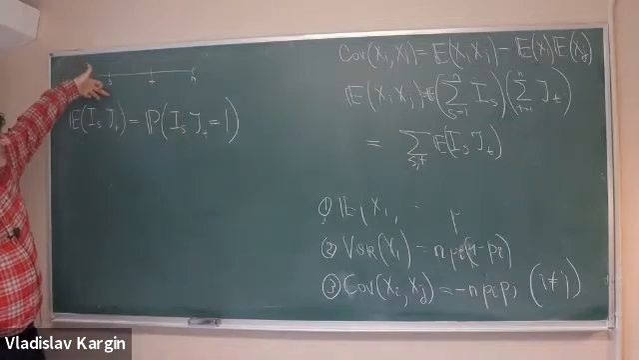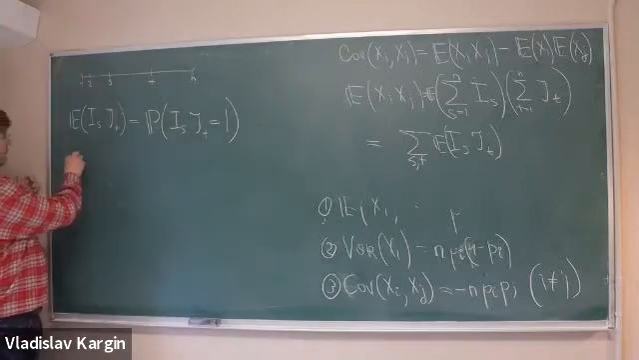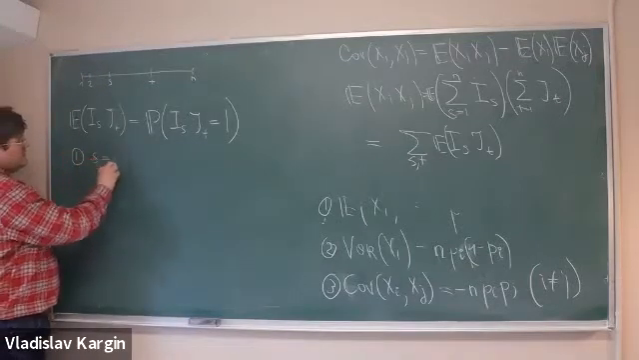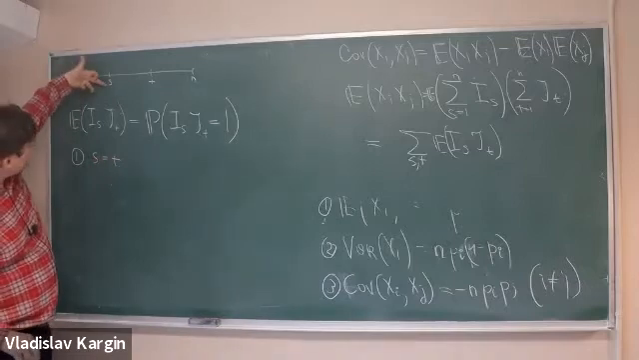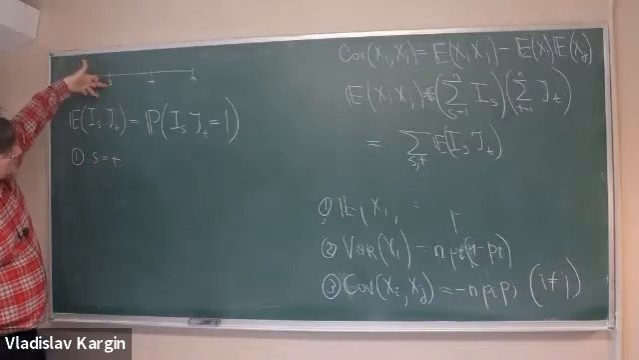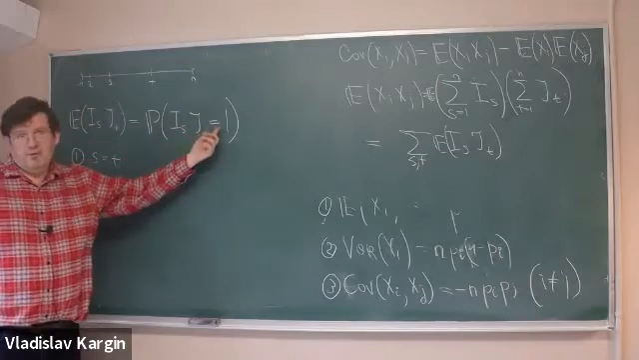And after that, we say, okay, there are two cases here. The first case is when S is equal to T. So everything happens on the same trial. But in this case, you say, okay, this cannot be equal to 1.